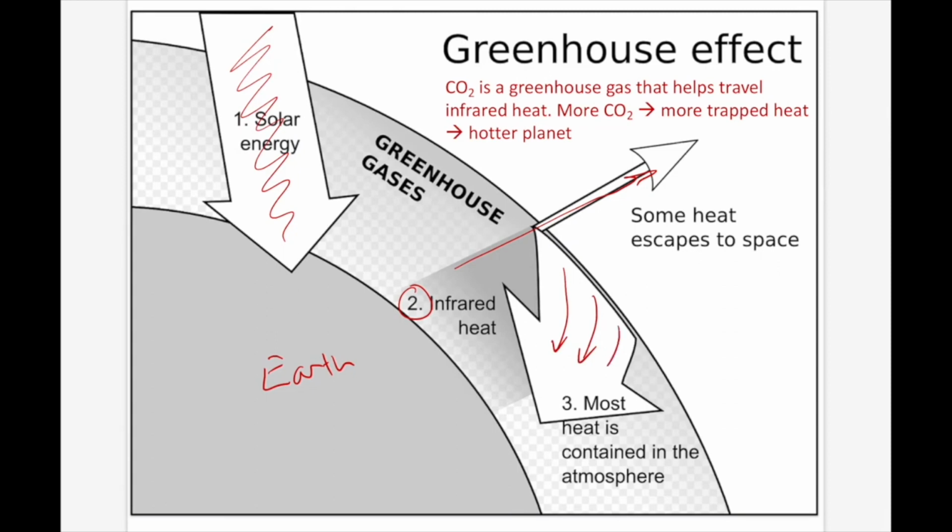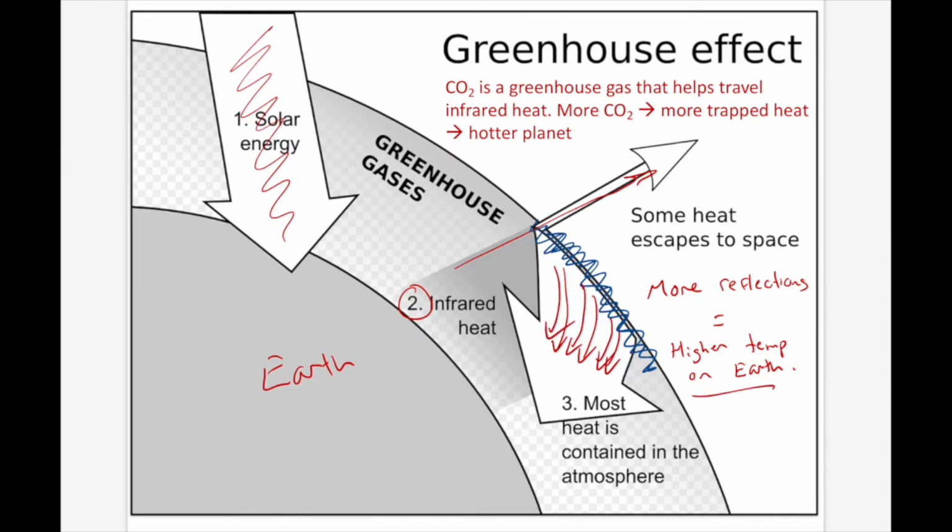The more times it bounces back in, the hotter it is on Earth. So say more reflections equals higher temp on Earth. As we increase the number of greenhouse gases in the atmosphere, we're going to make this layer thicker. As this layer becomes thicker, we get more of this reflection happening. We get more reflections, higher Earth temperature, and that's going to lead to things like global warming and climate change.